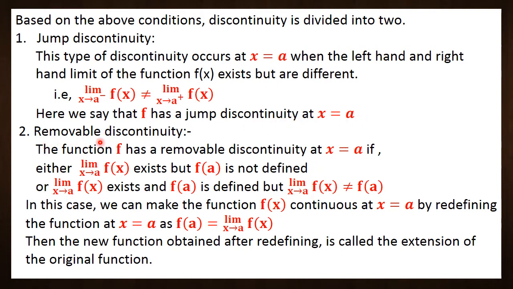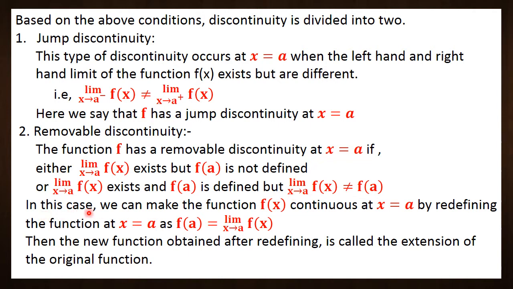The second one is removable discontinuity. The function f has a removable discontinuity at x = a if either the limit as x tends to a of f(x) exists but f(a) is not defined. The limit as x tends to a of f(x) exists means the left hand limit and right hand limit are equal. Or the limit as x tends to a of f(x) exists and f(a) is defined but they are not equal. So this condition also makes a function discontinuous, and it is a removable discontinuity.